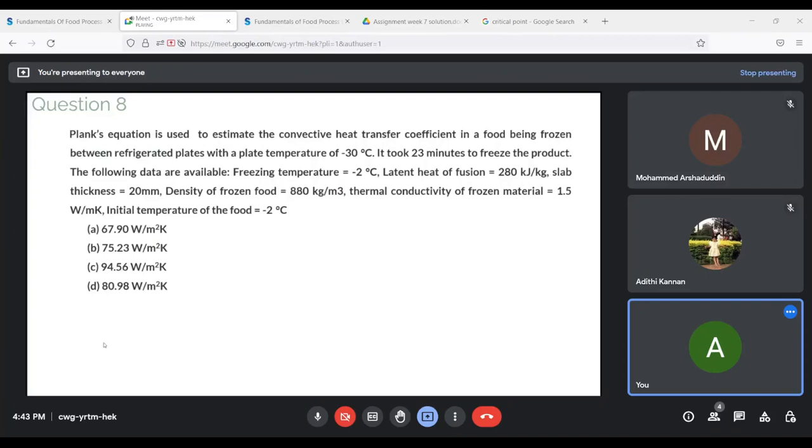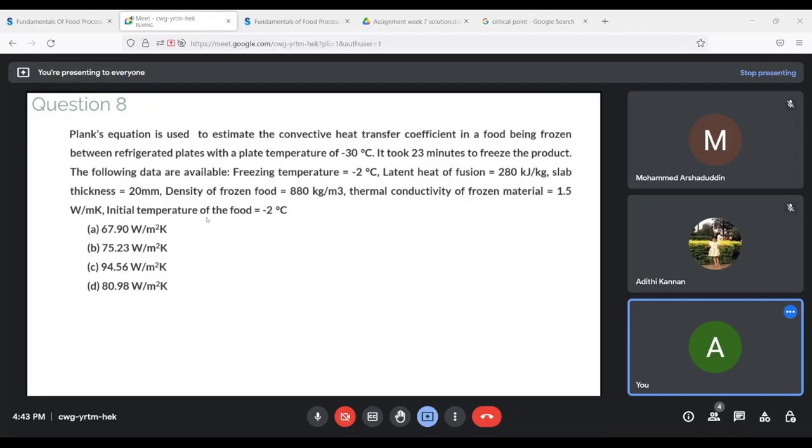Question 8. Planck's equation is used to estimate the convective heat transfer coefficient in a food being frozen between refrigerated plates with a plate temperature of minus 30 degrees Celsius. It took 23 minutes to freeze the product. The following data are available. Freezing temperature is minus 2 degrees Celsius. The latent heat of fusion is 280 kilojoule per kg. Slab thickness is 20 millimeter. Density of the food is 880 kg per meter cube. Thermal conductivity is 1.5 watt per meter Kelvin, and the initial temperature of the food is minus 2 degrees Celsius.